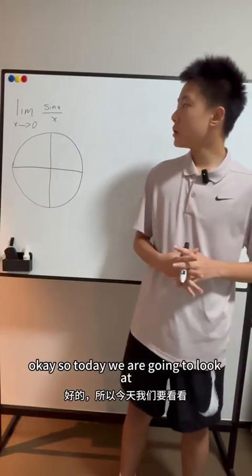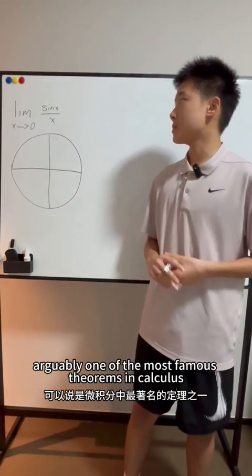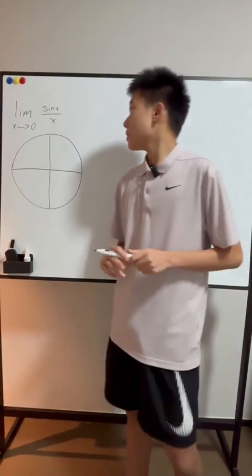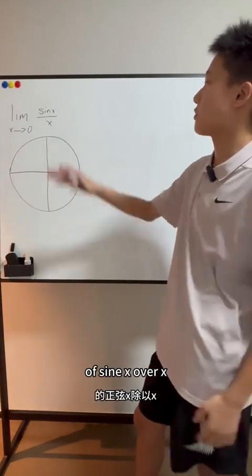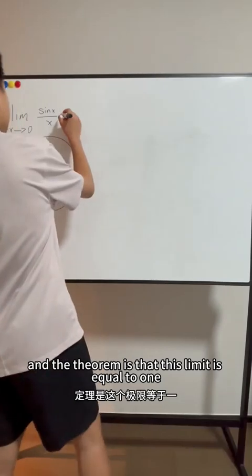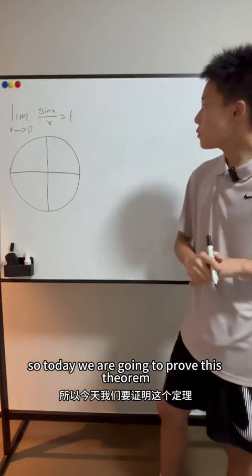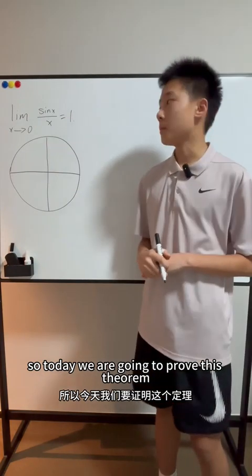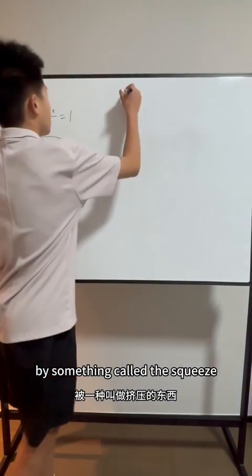Okay, so today we are going to look at arguably one of the most famous theorems in calculus. Here we have the limit as x approaches 0 of sine x over x. And the theorem is that this limit is equal to 1. So today we are going to prove this theorem, which we are going to prove by something called the Squeeze Theorem.